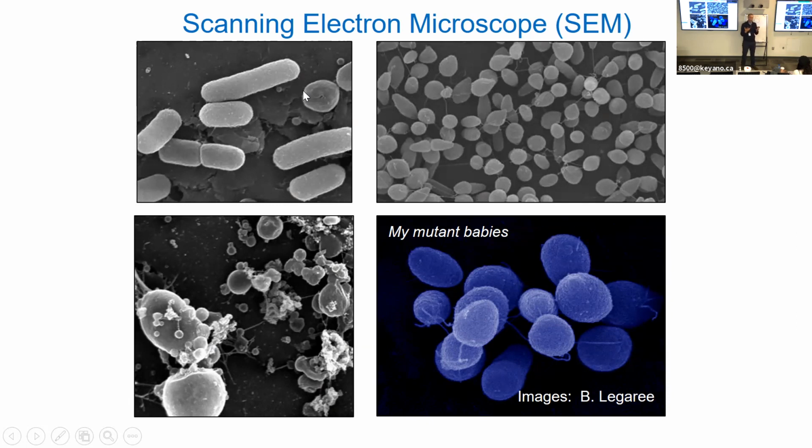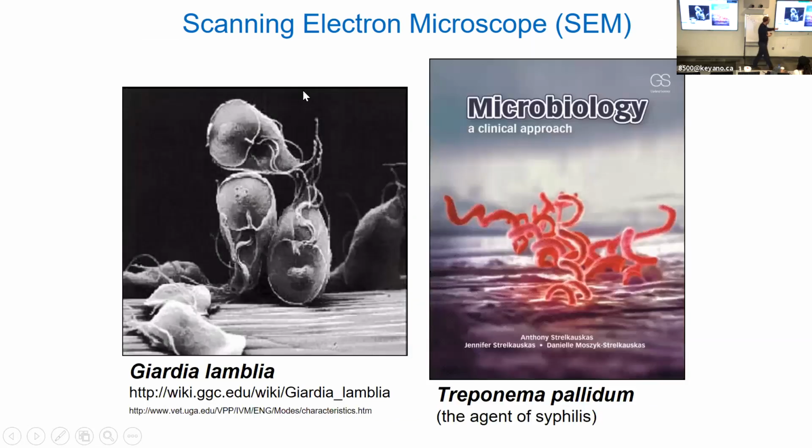And so you get really amazing kind of pop-up pictures. And so a lot of textbooks use these because they look very, very nice. Here is our textbook. I think maybe that's actually the first edition. And you can see some Treponema. That's the organism that causes syphilis. On the left, you can see Giardia. So you get a lot of really cool images.